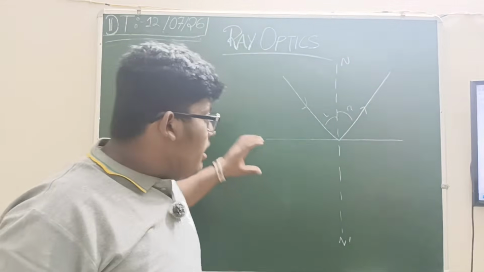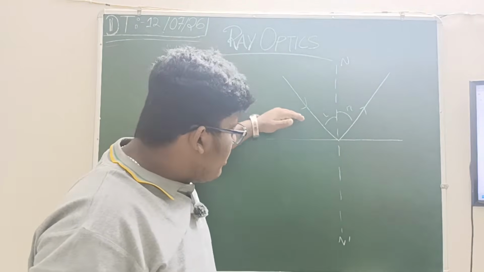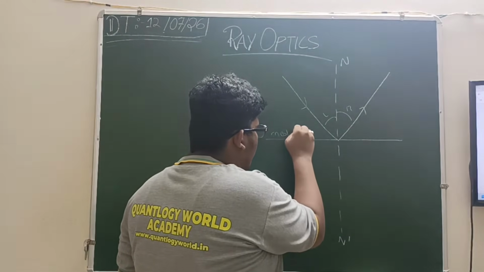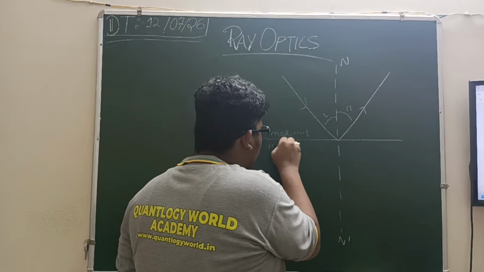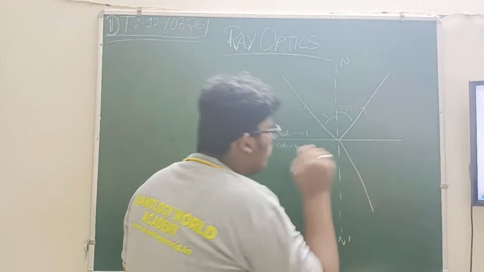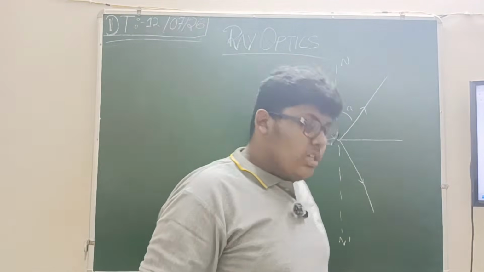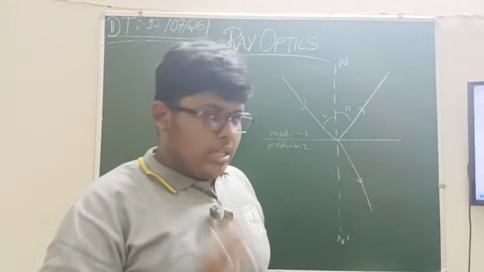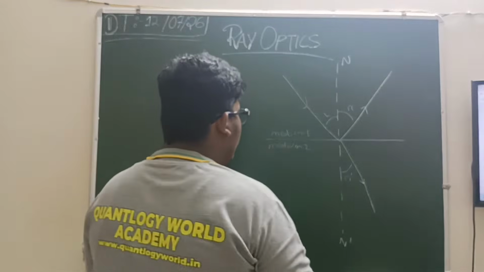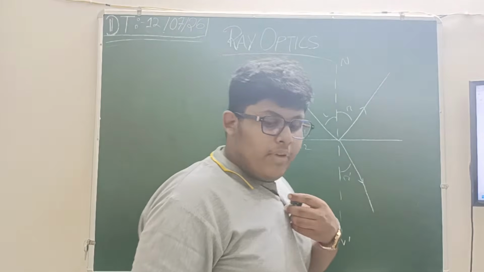But in refraction, light will not bounce back. It will pass from one transparent medium to another transparent medium. Let's say this is medium 1 and this is medium 2. Then the light will pass from medium 1 to medium 2. This is called refraction, the process in which light travels from one transparent medium to another transparent medium. We denote this as R dash. And this ray which comes out after the process of refraction is called the refracted ray.